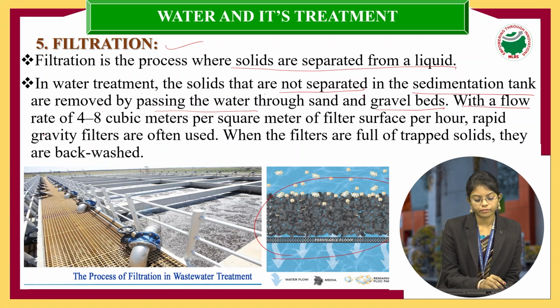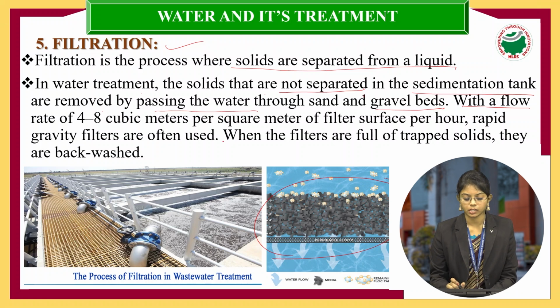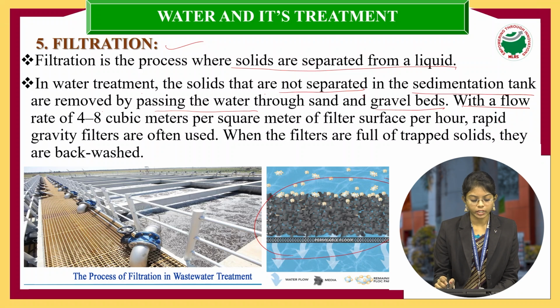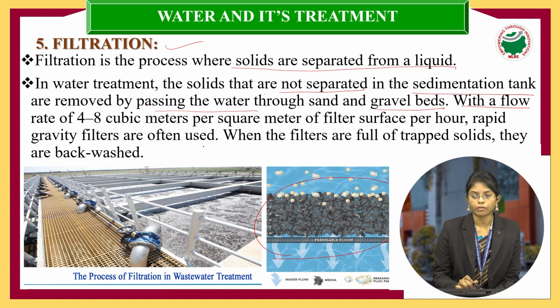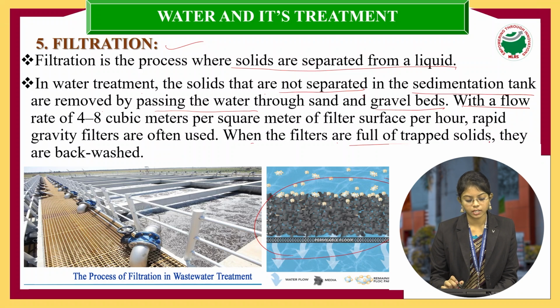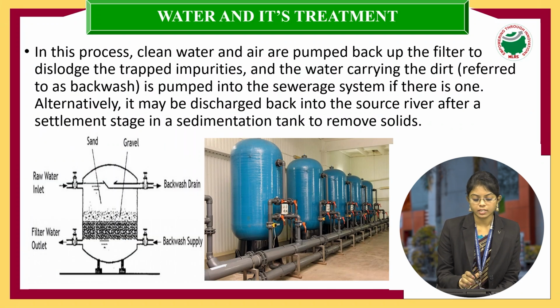With a flow rate of 4 to 8 cubic meters per square meter of filter surface per hour. Now the rapid gravity filters are often used. When the filters are fully trapped with solids, they are backwashed. In this process, what you are seeing is that clean water and air are pumped back up through the filter to dislodge the trapped impurities.